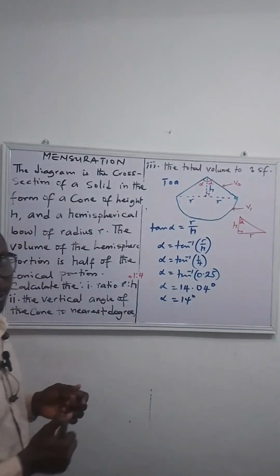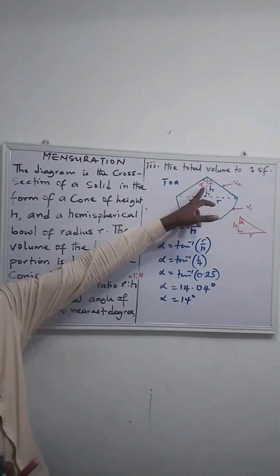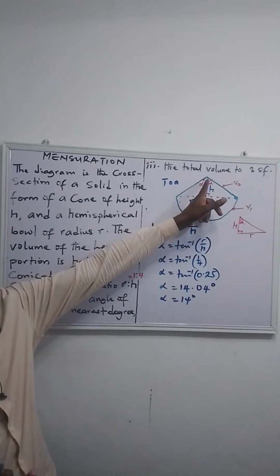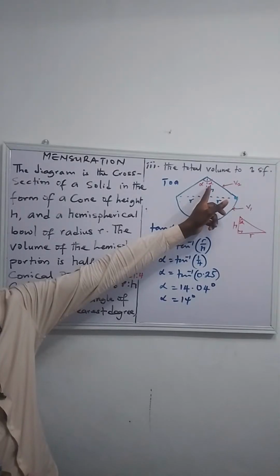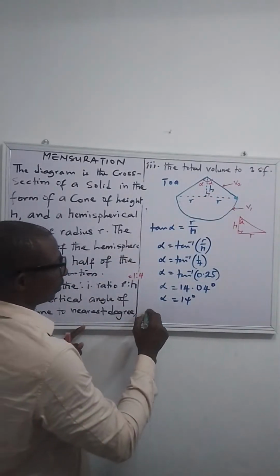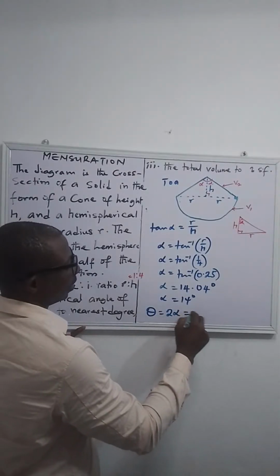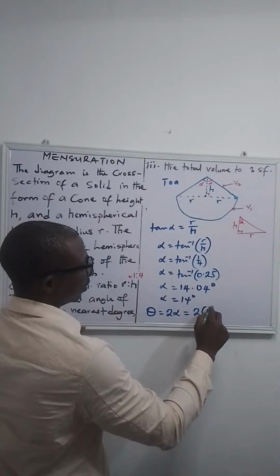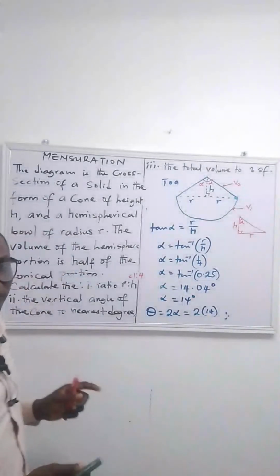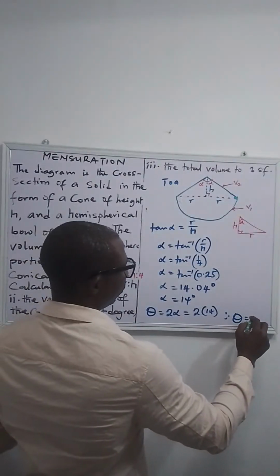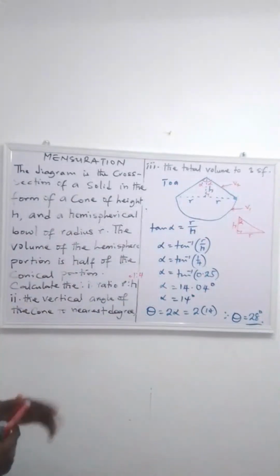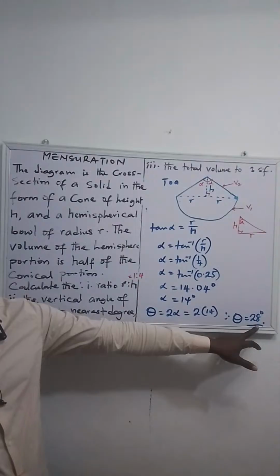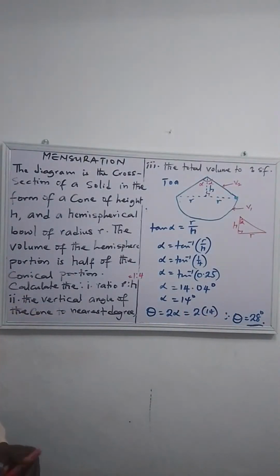But don't forget, the question is asking for the angle here, not just a fraction of it, the vertical angle. So that is going to be 2 alpha. You understand now? So we have theta equals 2 alpha, and that is 2 times 14. Therefore the vertical angle here is 28 degrees. That is the answer to the nearest degree, to the nearest whole number. I want to believe you all get that.